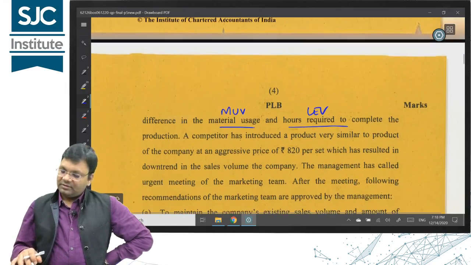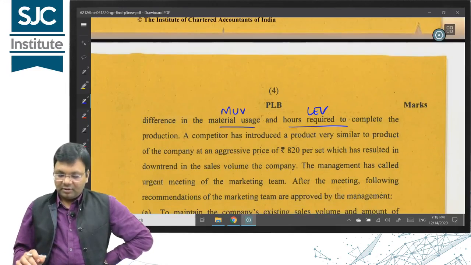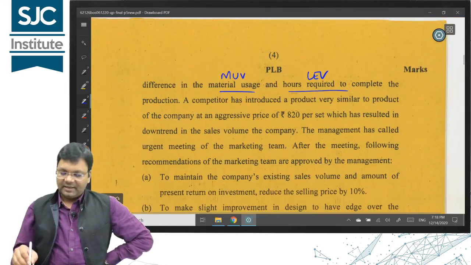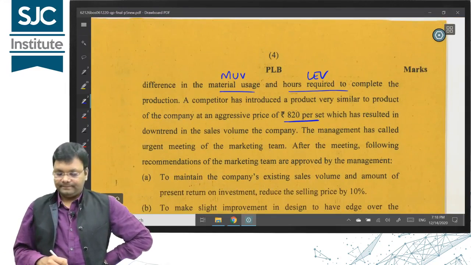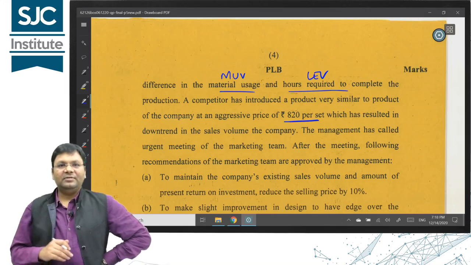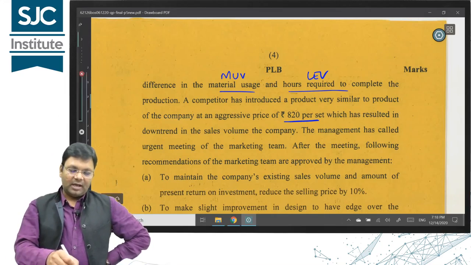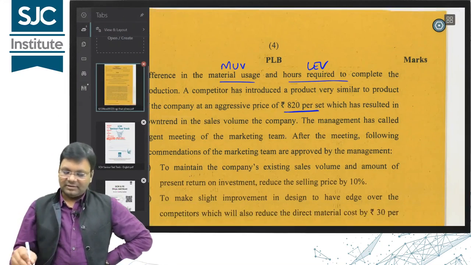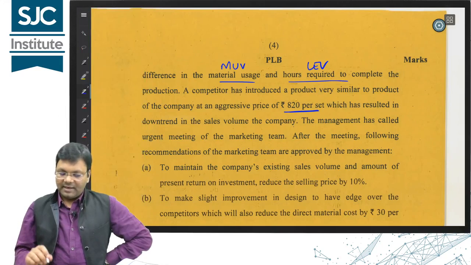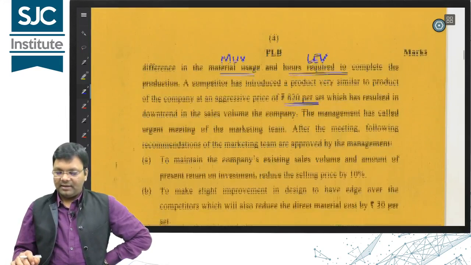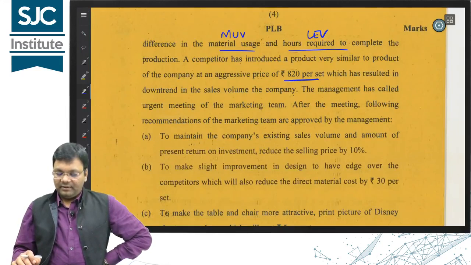So now competitor has also introduced a product very similar to product of the company at an aggressive price of 820 per set. So this means that we also need to cut our price, which has resulted in downtrend in the sales volume of the company. So because of this competitor, our sales volume has actually got reduced. The management has called urgent meeting of the marketing team. After the meeting, following recommendations of the marketing team are approved by this management.